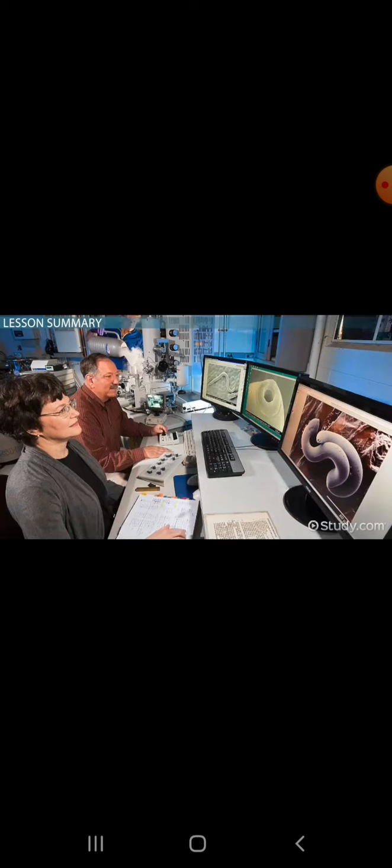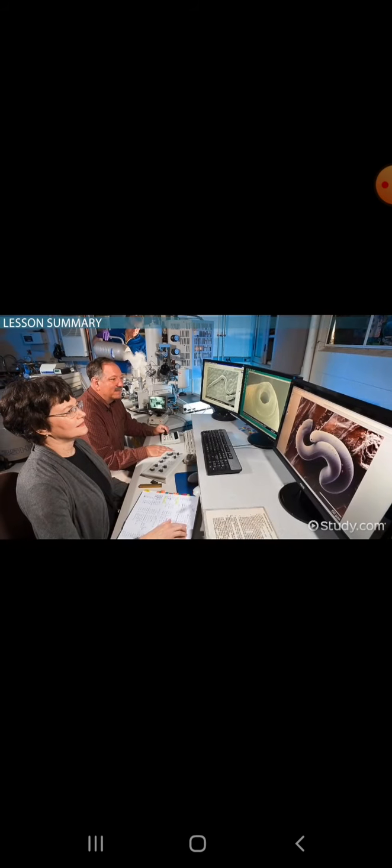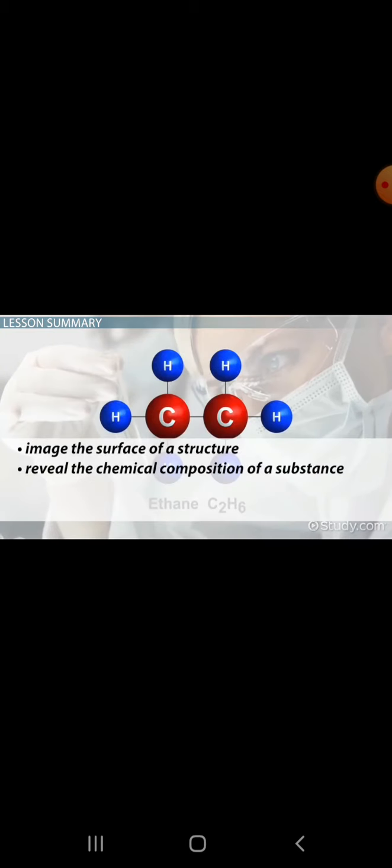People in the fields of gemology, metallurgy, biology, and forensic science use scanning electron microscopy for various things, like to image the surface of a structure, to help reveal the chemical composition of a substance, and to determine the crystalline structure and orientation of a material.